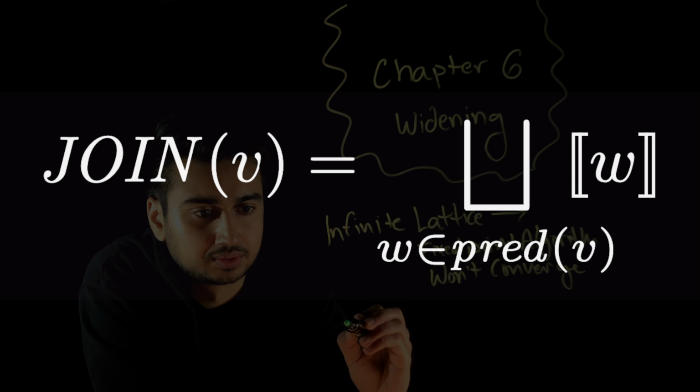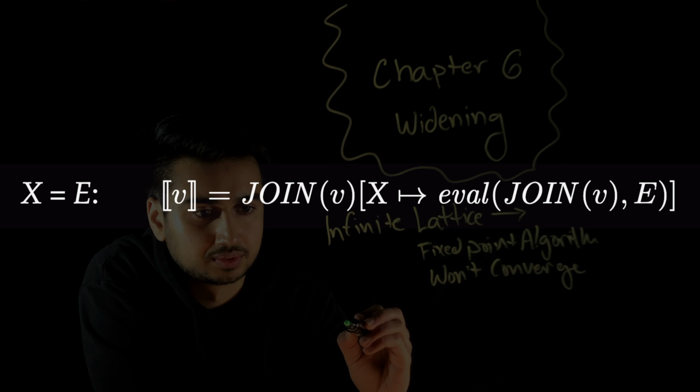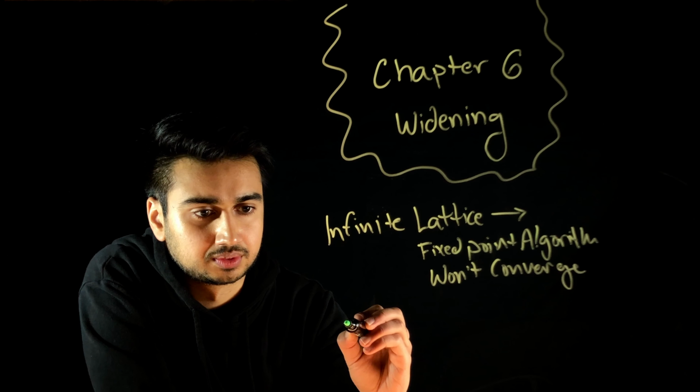Our join rule will find the least upper bound of all of our predecessor constraints, and our constraint for an assignment node v with the syntax x equals e will be to take the least upper bound of all predecessor nodes, but then set x to be the abstract evaluation of e. So we have a workable analysis if we could only be guaranteed that our fixed point algorithm actually terminated. Let's take a crack at that using a technique called widening.